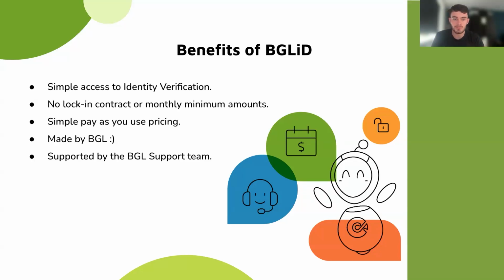So for example, if you need to do one ID check this month, you will only be charged once in your next monthly invoice. If you have a director who is a director of 5 or 6 different companies, you will still only need to do one identification check.